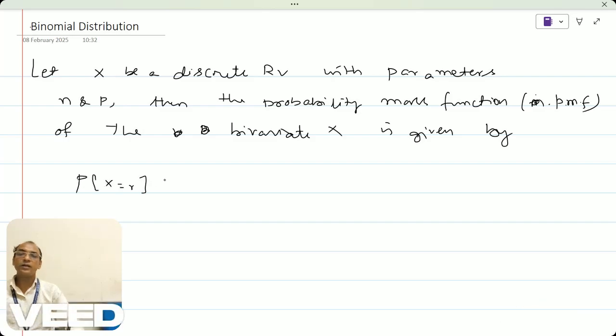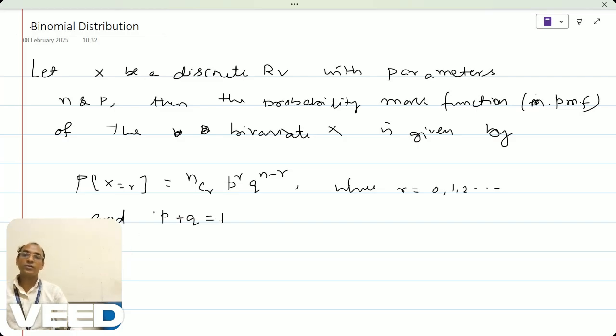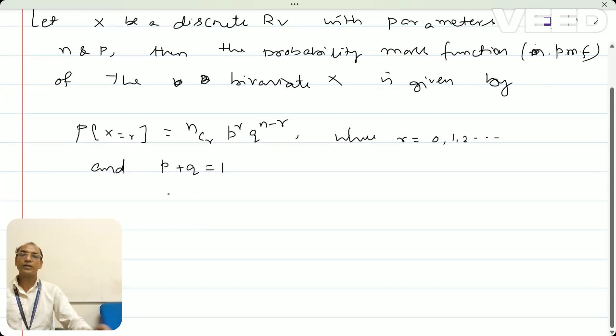probability X equal to r is nothing but nCr p to the power r q to the power n minus r, where r is nothing but 0, 1, 2 and so on, the values of the random variable, and p plus q should be equal to 1. So under the binomial distribution, probability of success plus probability of failure is equal to 1.